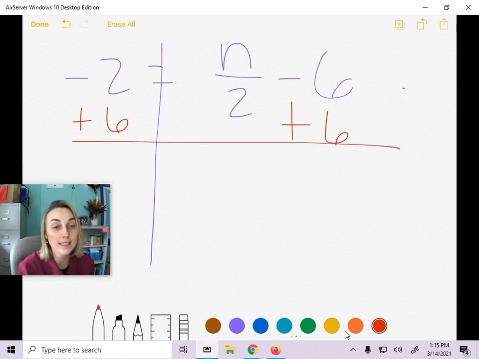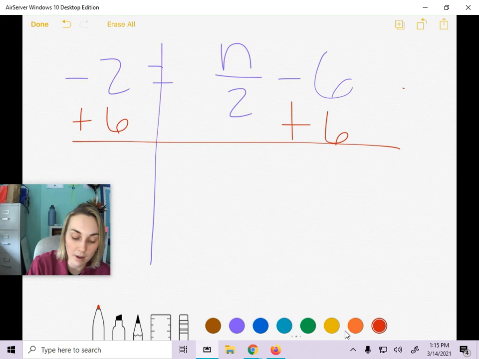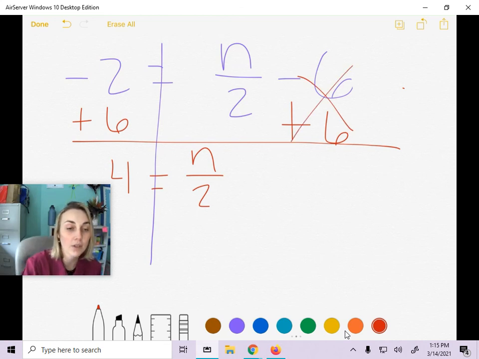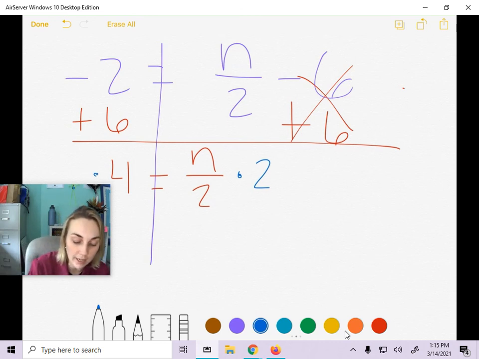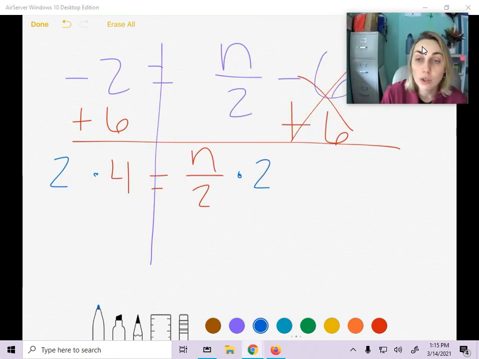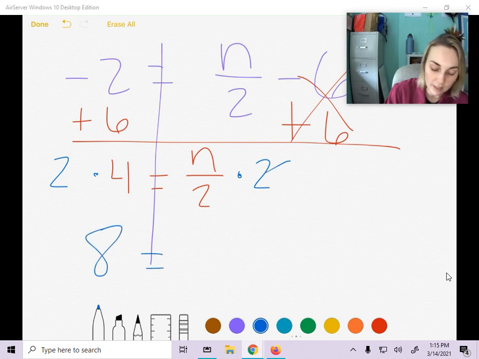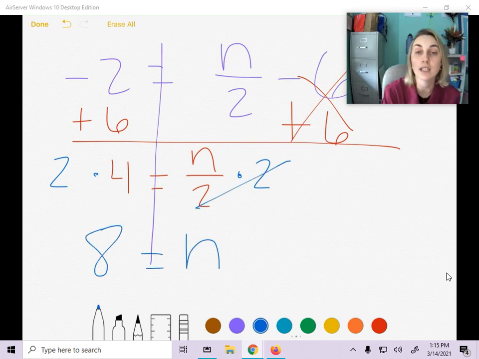So -2 plus 6 is going to give us a positive 4. And then we are left with n over 2, and these cancel out. So this is what we have left, and now we have our one-step equation. So n divided by 2, the opposite of being divided by 2 is multiplying n by 2. And if we do it on one side, we do have to do it on the other side as well. So then we can solve for real. 2 multiplied by 4 is going to give us 8. And then these cancel out, leaving us with n, and n is equal to 8.